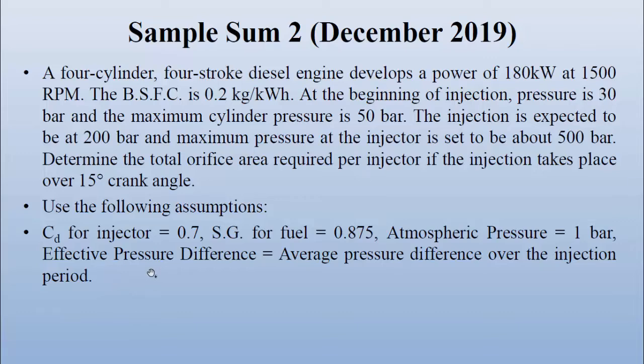Whenever we have to find the effective pressure difference, what do we have to do? We have to take the average of the cylinder pressures, 30 bar and 50 bar, so its average will be 40 bar. And we take the average of the injector pressure: 200 bar and 500 bar is 700 bar divided by 2, 350 bar. So the cylinder pressure is effectively 40 bar and the injector pressure is effectively 350 bar. The pressure difference will be 350 minus 40, 310 bar.